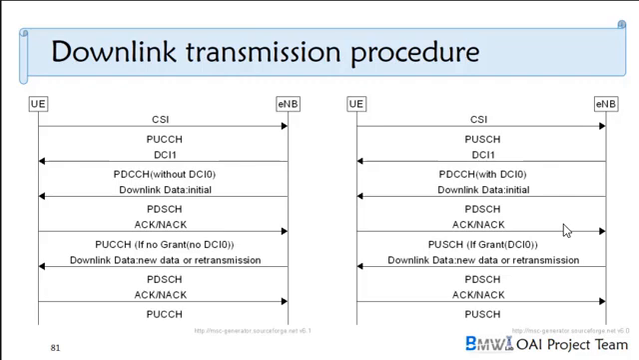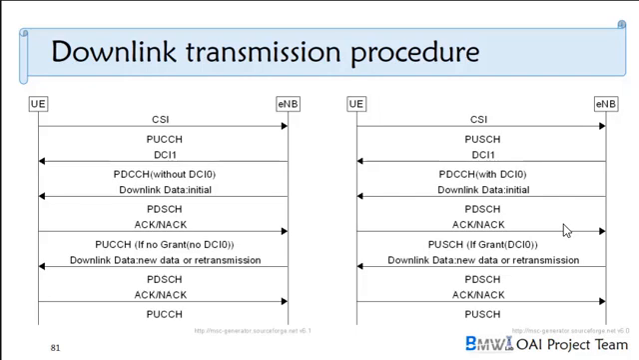After the UE gets the downlink data, it will respond with the ACK or NACK to the eNodeB, and the eNodeB will, according to a NACK or ACK, send new data or a retransmission. And the difference between the two pictures is this: with DCI 0 or without DCI 0.